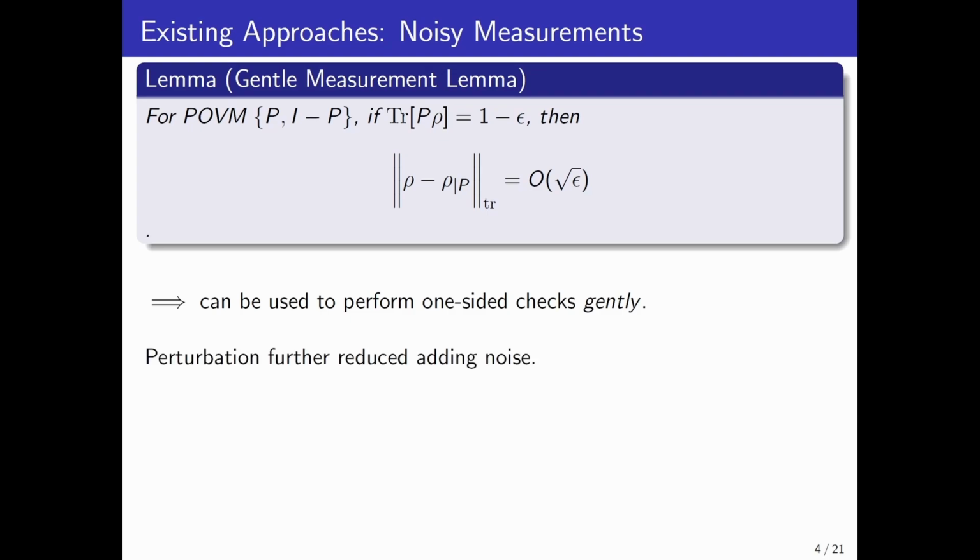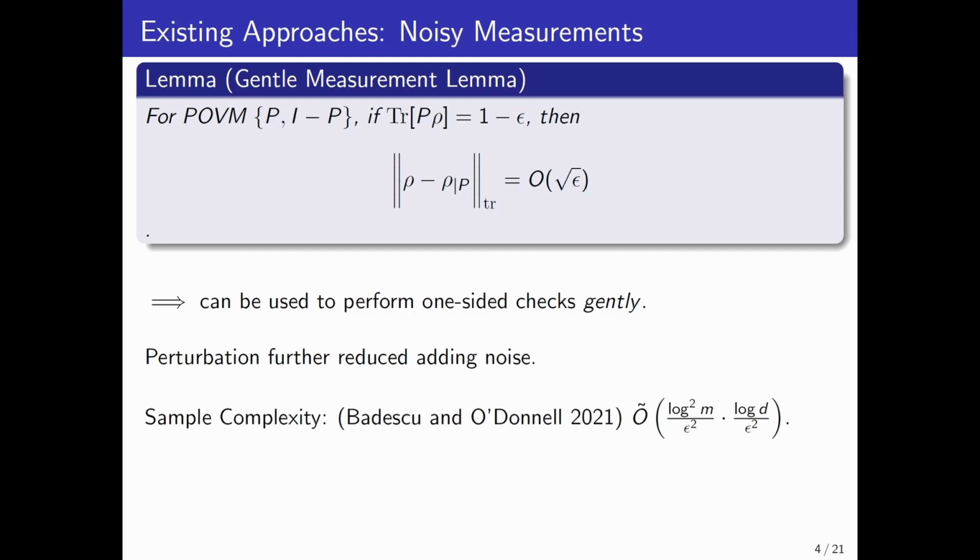These algorithms use noisy measurements to improve upon the performance guarantees of just the gentle measurement lemma, and the best sample complexity of such an algorithm is currently attained by the one given by Badescu and O'Donnell, which is log square m log d over epsilon to the fourth.